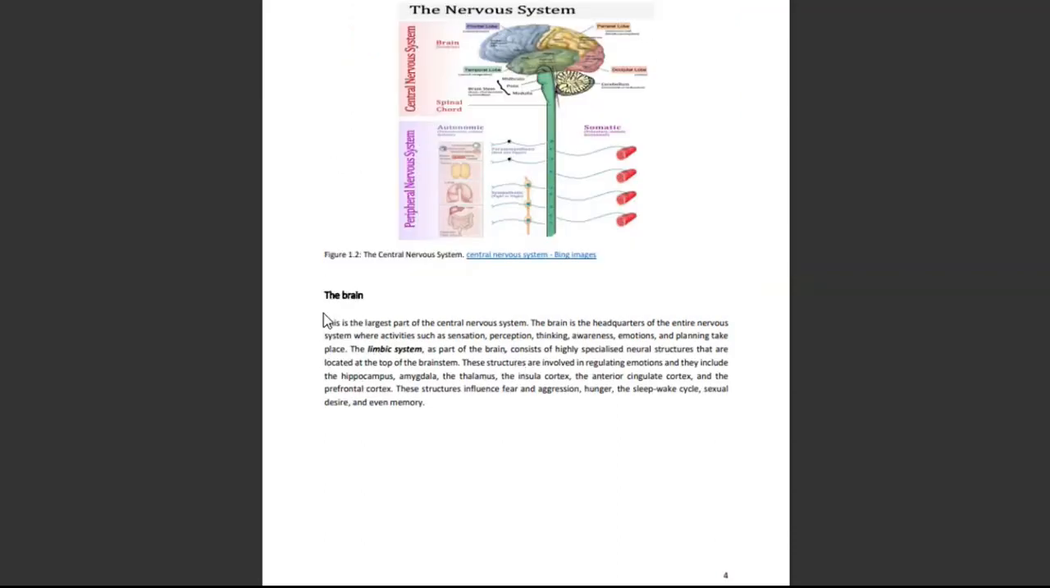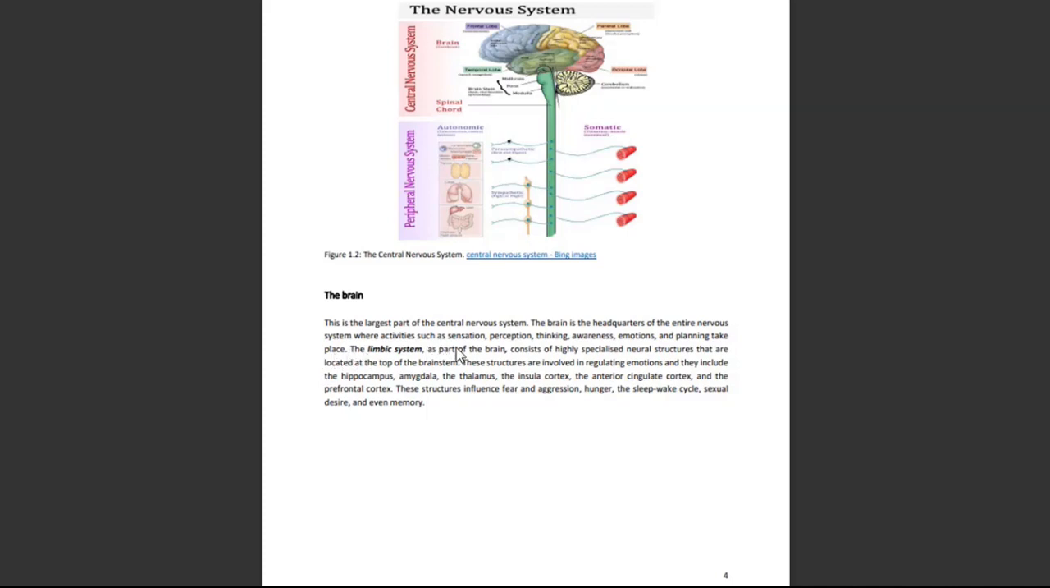Then they say the brain. The brain is the largest organ in your body. It is the largest part of the central nervous system. The brain is the headquarters of the entire neural system. What does the brain determine? Sensation, perception, thinking, awareness, emotion, and planning.